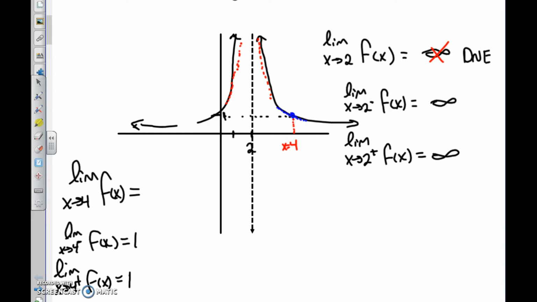So now, since my left-hand and my right-hand limit are equal to each other, and the value that they're equal to is a real number, then the limit as x approaches 4 of f of x would just equal 1. Okay? So that is a way that we can look at our function here graphically.